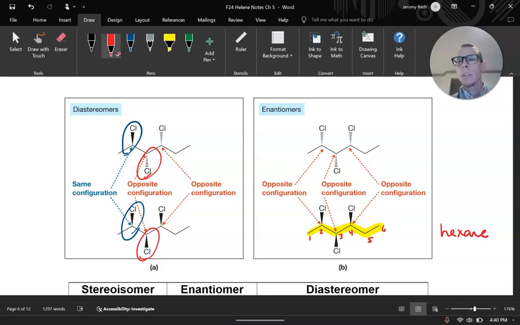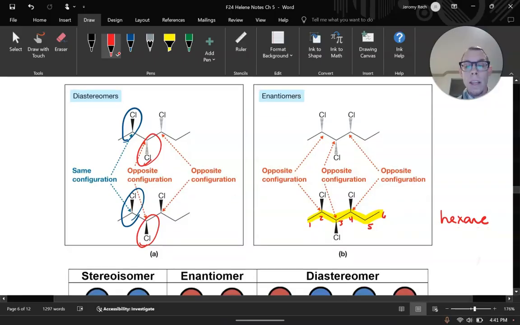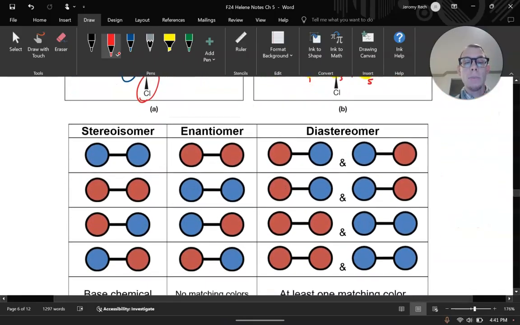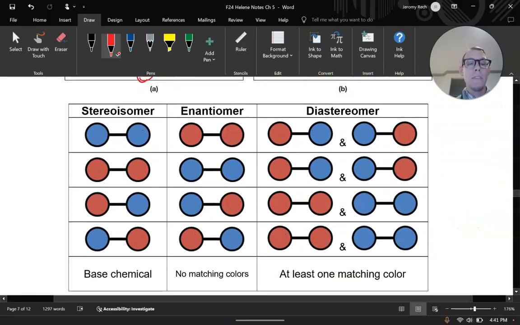That's not actually the root of the word diastereomer, but just the mental thing that I normally think of to differentiate between an enantiomer and a diastereomer. To show some specific examples here with a bunch of balls and sticks, each of these is going to be 4 different examples. So we'll call them maybe A, B, C, and D.